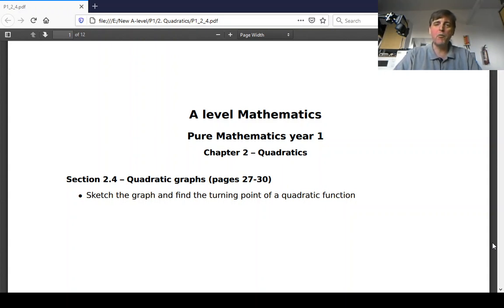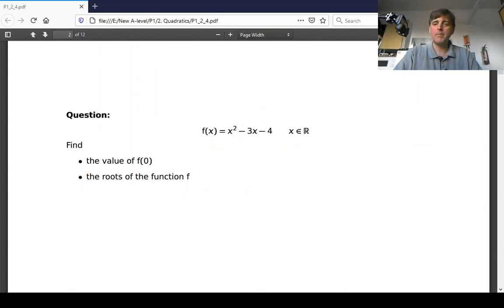Here we're looking at the Pure Maths Year 1 contents, Chapter 2 of the textbook, Section 2.4, where we're going to be sketching some graphs of quadratic functions. So let's see what we remember from the last video about quadratic functions. Here's a question on the screen. Pause the video, have a go at it, and restart when you're done.